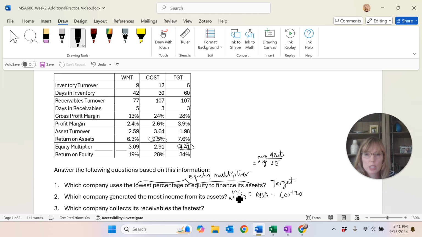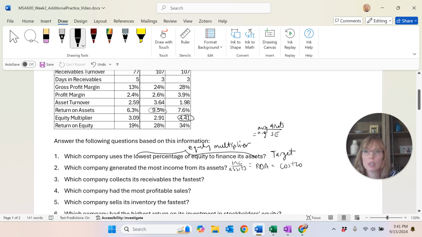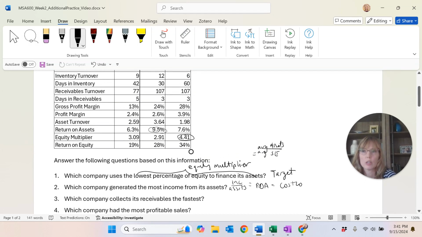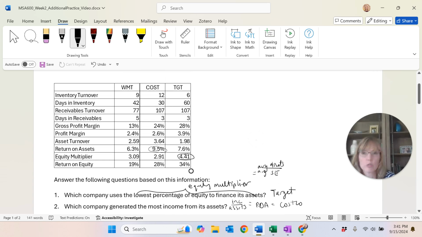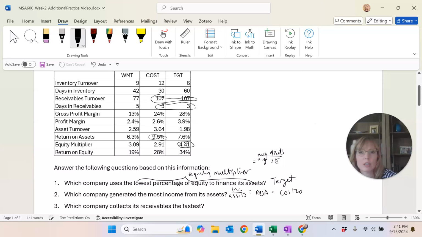Item 3, which company collects its receivables the fastest? So we want to look at a high receivables turnover, or we could look for the company with the lowest days in receivables. And we see that Costco and Target had the same amount of receivables turnover. We want higher values of receivables turnover and lower values of days in receivables. So it's a tie for Target and Costco.